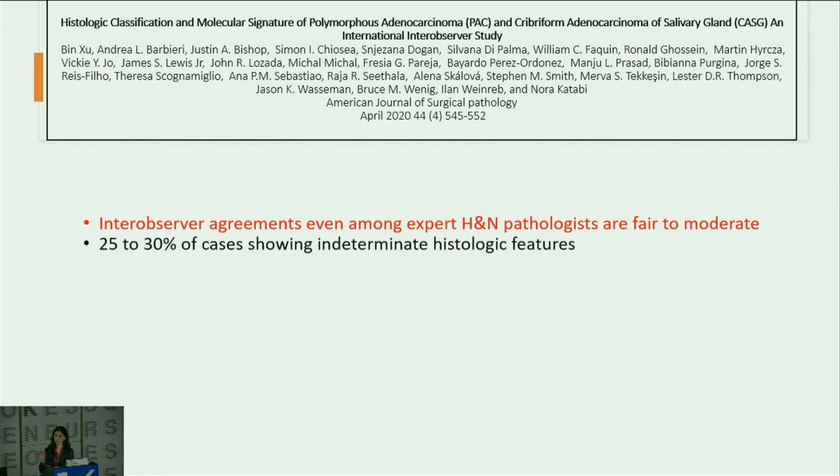Interestingly, even among expert head and neck pathologists, the inter-observer agreement was only fair to moderate, and a good subset of these tumors, 25-30%, were classified as tumor with indeterminate histologic features, showing overlapping features between polymorphous adenocarcinoma and cribriform adenocarcinoma. And this reflects the controversies regarding the classification of this tumor.